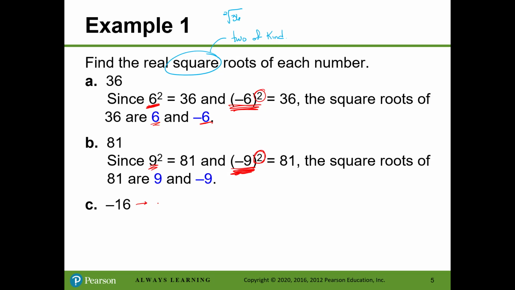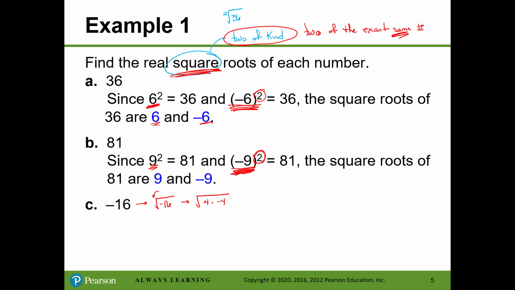Now, let's take a look at this last one. I am looking for the square root of negative 16. Remember, they usually don't write the little index of 2 there. So I'm looking for 2 of a kind. So the question is, what 2 numbers will multiply to 16? Well, if you said 4 and negative 4, that's true. But square means I need 2 of a kind. I need 2 of the exact same number. 4 and negative 4 are not the exact same number.